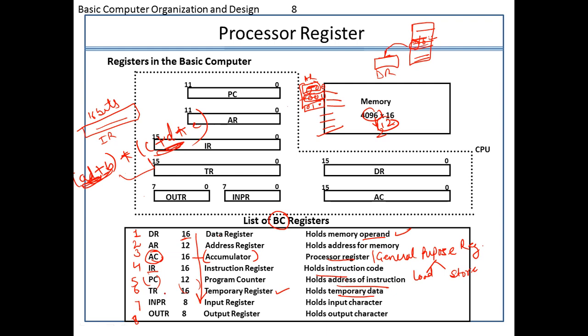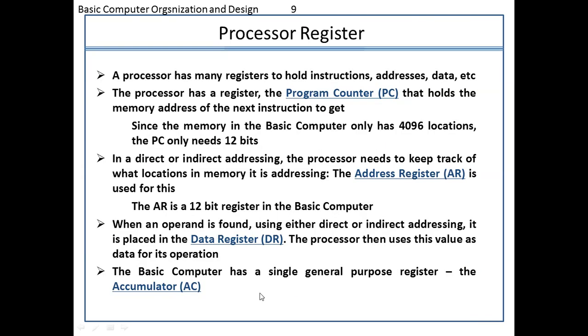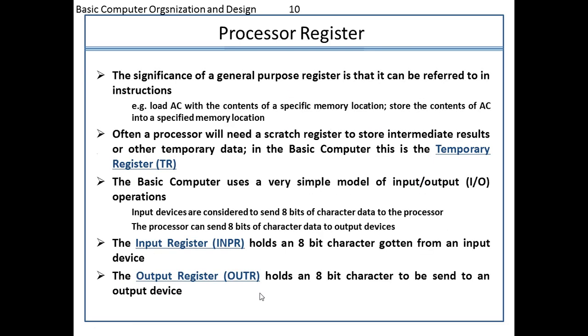Then the next two are the input and output registers. In the case of the basic computer, these are only 8 bits each. The input register is holding the input characters, and the output register is holding the output characters. So as simple as it is. This is just a brief introduction of these processor registers.